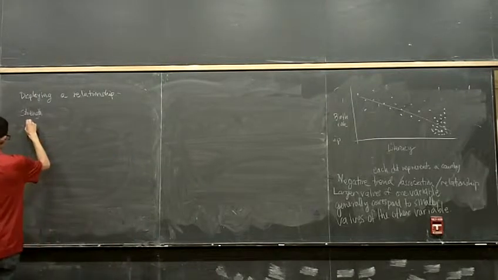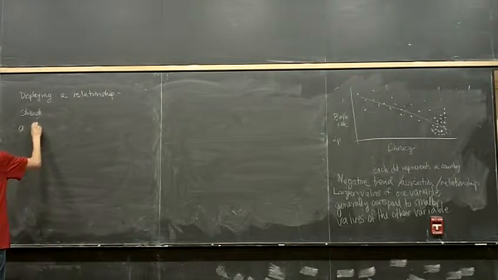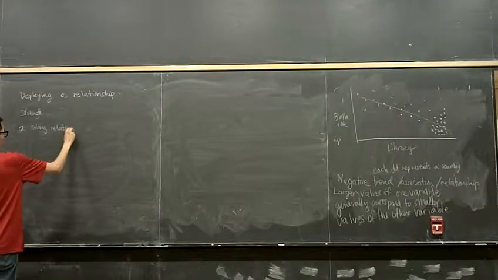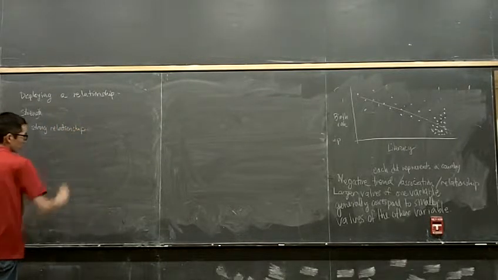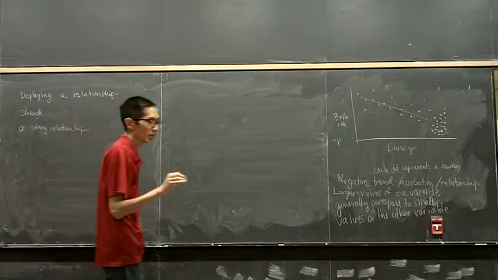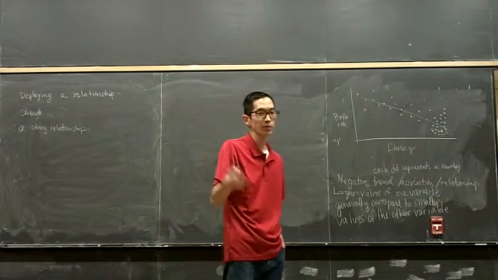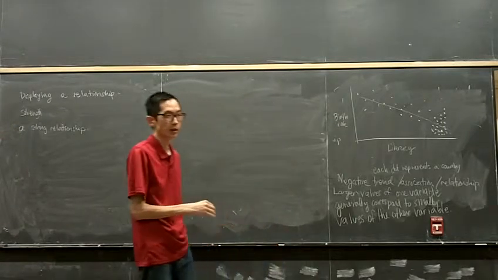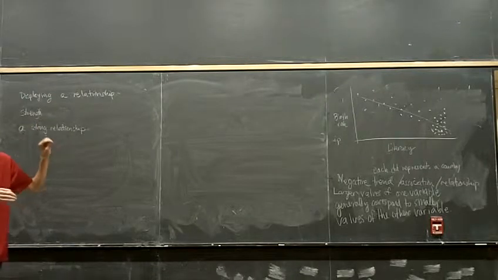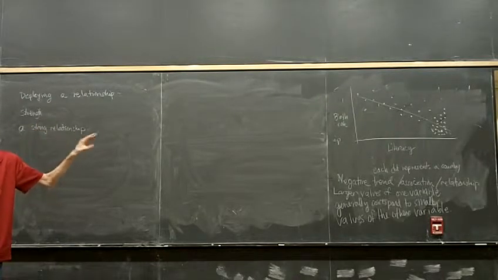If it's a strong relationship, that indicates that we can make very good predictions of the other variable if we know one variable. So a strong relationship says if we know one variable, we can make very good predictions about the other variable.